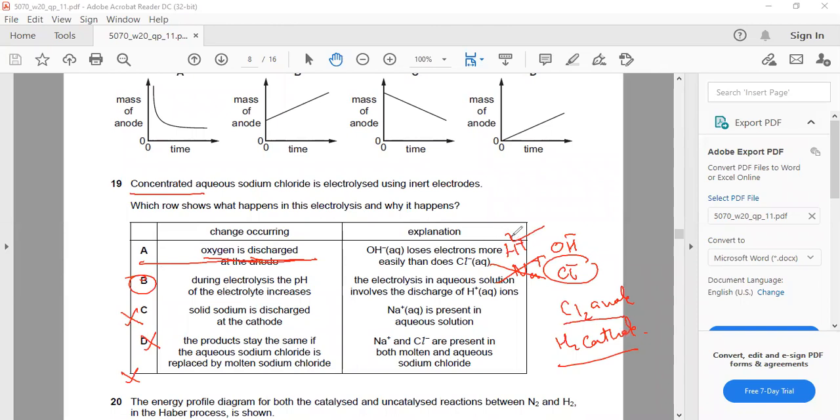Why? Because H plus decreases. H plus discharge means the solution is more basic, so the pH increases. If the solution is more basic, pH increases. H plus is discharging at the cathode as hydrogen. So the remaining solution has less H plus and more OH minus.